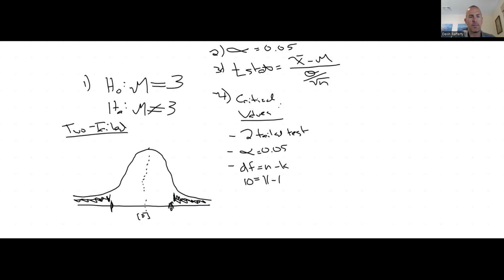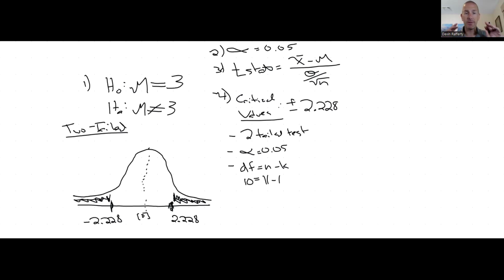which means I have plus minus 2.228. Okay, that's my critical values. So just to kind of round out my graph here, remember, I have a negative critical value, negative 2.228, and I have a positive critical value of 2.228. Okay.